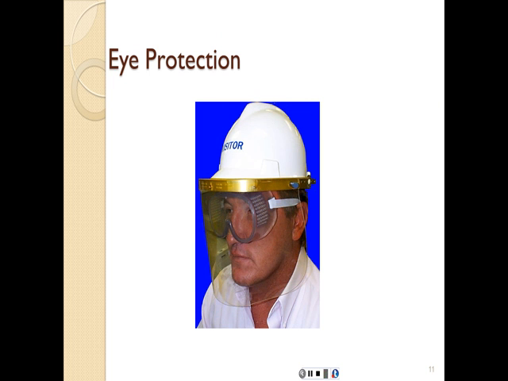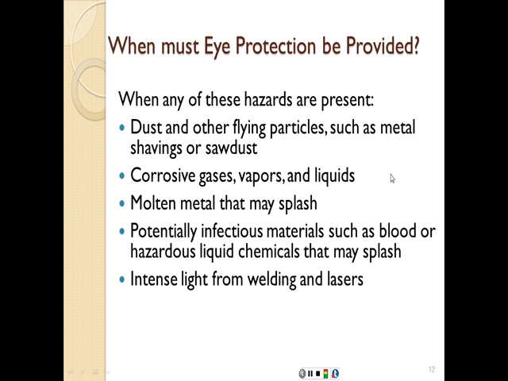The eye protection, and as you can see here, we have double eye protection through the shield and through the goggles. When must eye protection be provided? When any of these hazards are present: dust and other flying particles such as metal shavings or sawdust in wood operations, welding operations or cutting operations; corrosive gases, vapors and liquids, especially when working near chemicals; molten metal that may splash, again welding or foundry operations; potentially infectious materials such as blood or hazardous liquid chemicals that may splash; and intense light from welding and lasers.